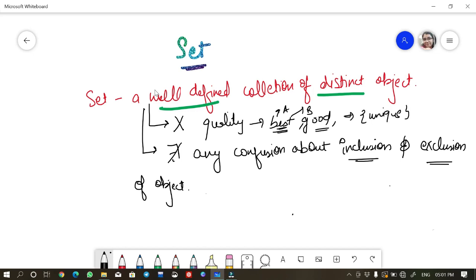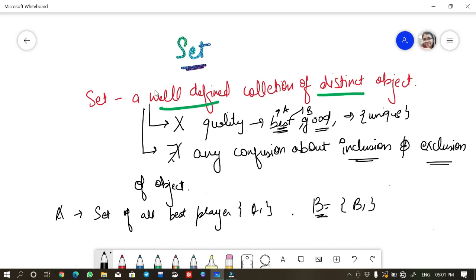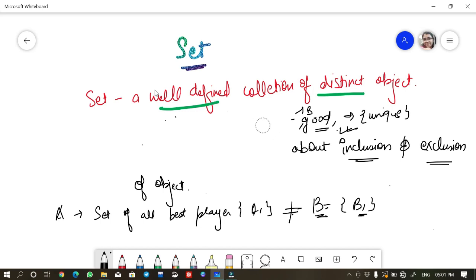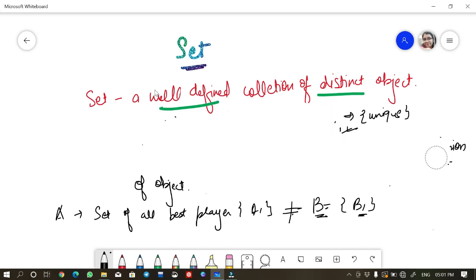So if you ask a person A, write down the set of all best players, he will write A1 is the best. And if you ask B, the answer will be B1 because according to B, he can say another player is the best player. So hence you will not get the equal set, and that is why you cannot consider best, good, great, nice. These all are not well defined properties. So if you ask the definition of well defined, you can consider that is universally accepted, right? And everyone will write the same answer of the question. That property is called well defined.